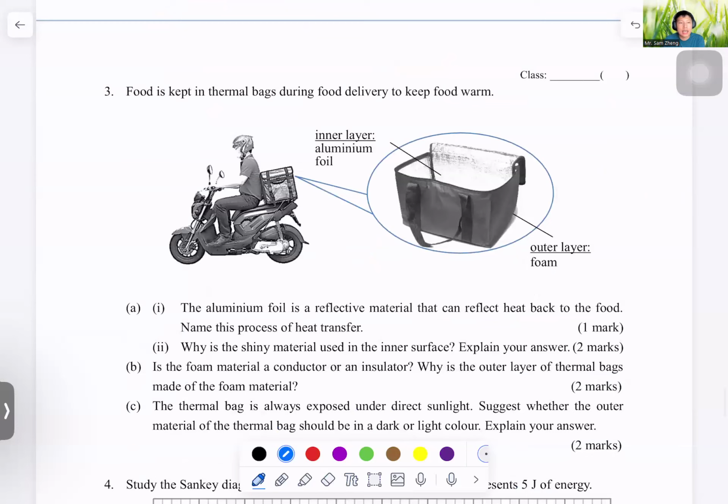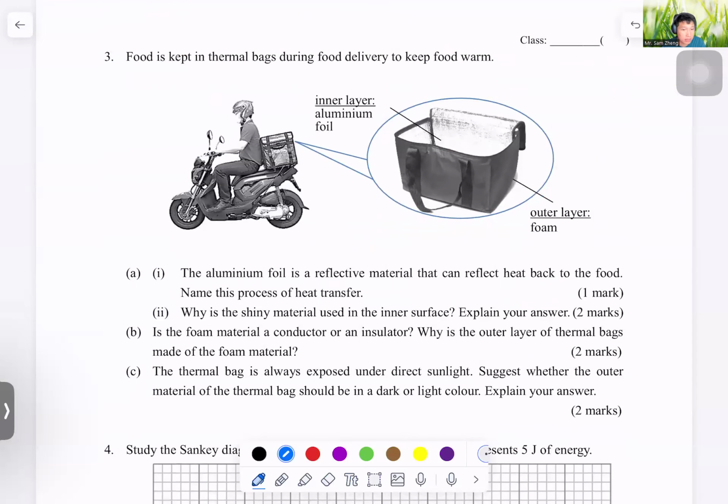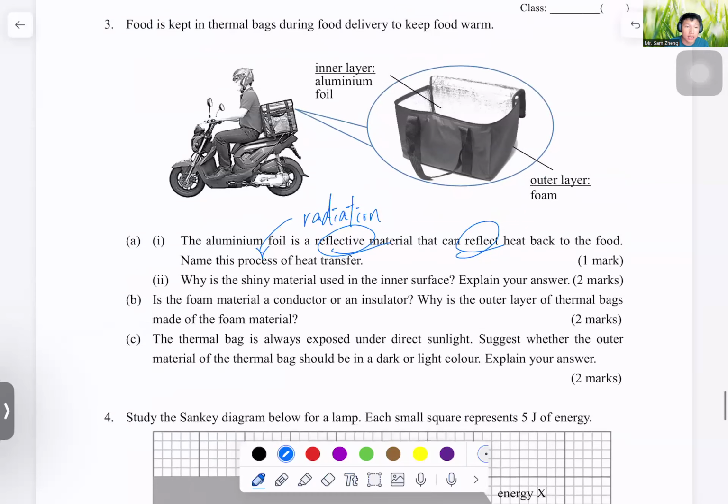Okay, next, food is kept in the thermal bag during food delivery to keep the food warm. So the aluminum foil is a reflective material that can reflect the heat back to the food. Then in this case, what will be the process of heat transfer? The heat transfer would definitely be radiation, okay? Because we are talking about reflective materials, so in this case, it must be related to radiation.